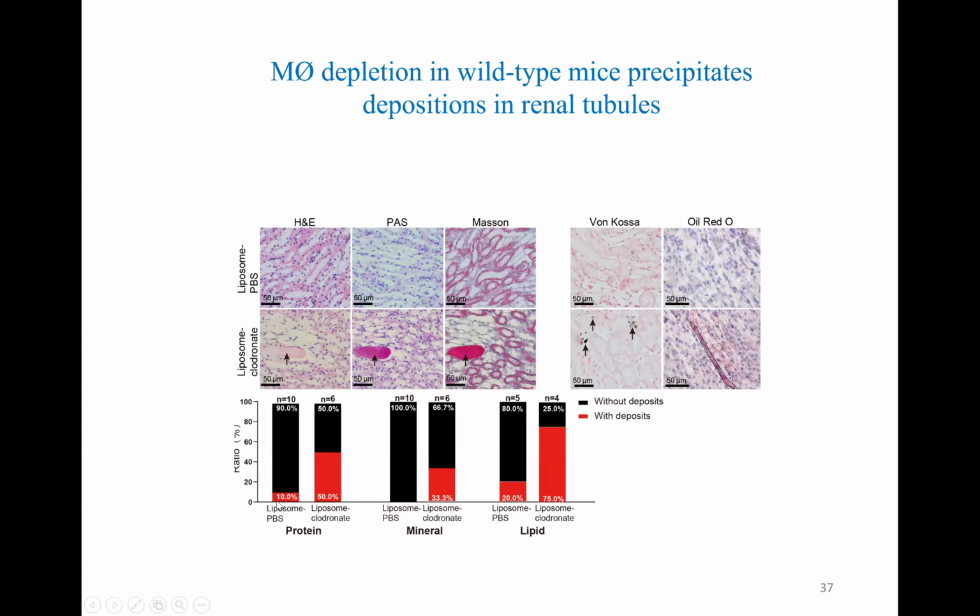To supplement this phenotype finding, we used wild-type mice, but weekly treated them with liposome clodronate for 3 months. The protein, mineral, and lipid deposition were all increased in the macrophage depleted mice compared to the controls, especially since the liposome clodronate itself is a kind of lipid. So lipid sediments were particularly high in amounts in this model.